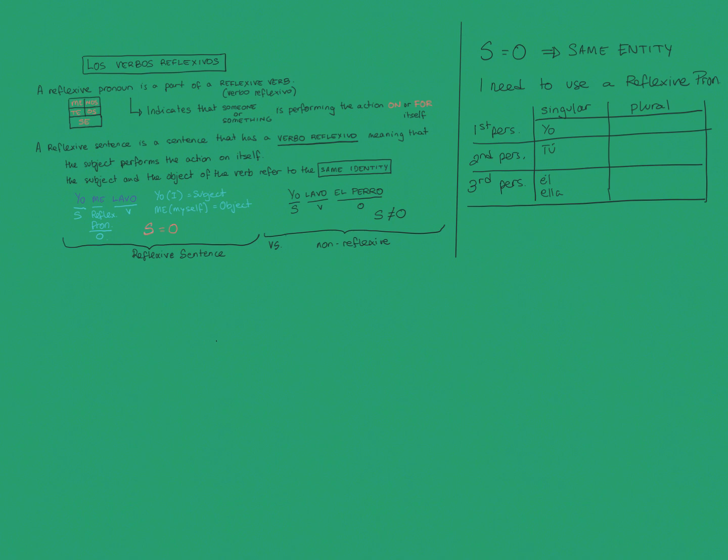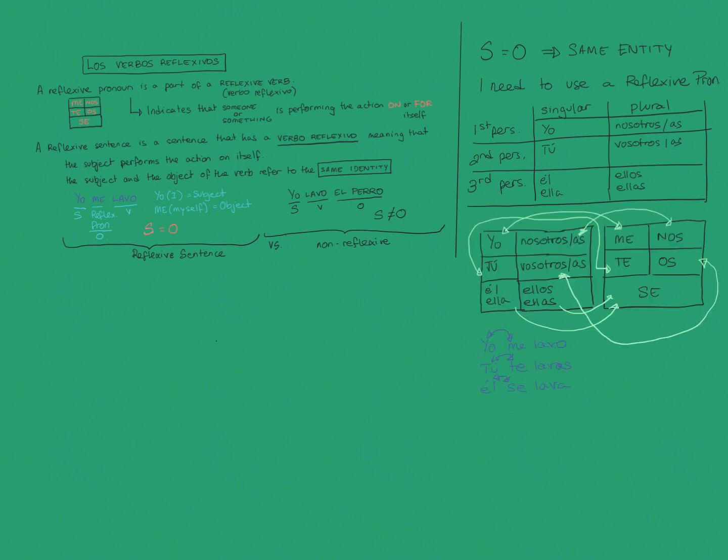For the first person plural, it will be nosotros and nosotras. For the second person plural, it would be vosotros and vosotras. And for the third person plural would be ellos, ellas. This is important to know because they will need to match subject and reflexive pronouns. So, yo matches with me, tú matches with te, and so on. Por ejemplo, yo me lavo, tú te lavas, él se lava, nosotros nos lavamos, vosotros os laváis, ellos se lavan.